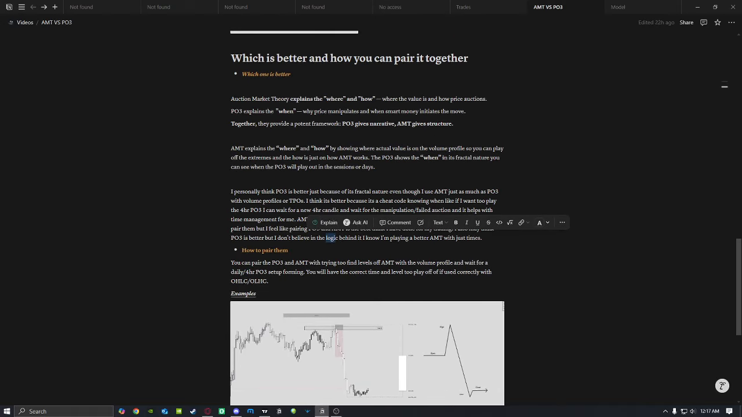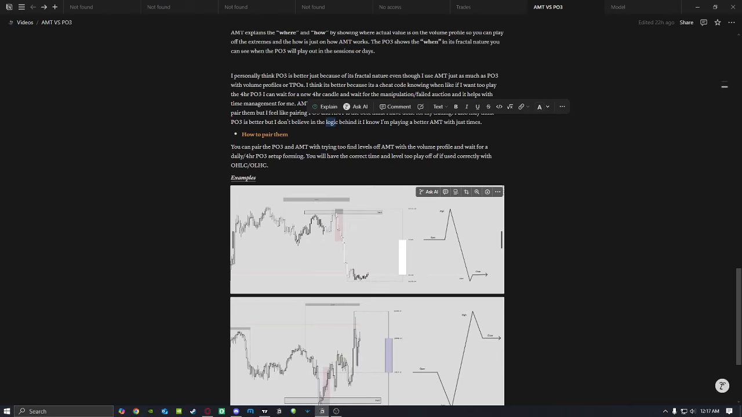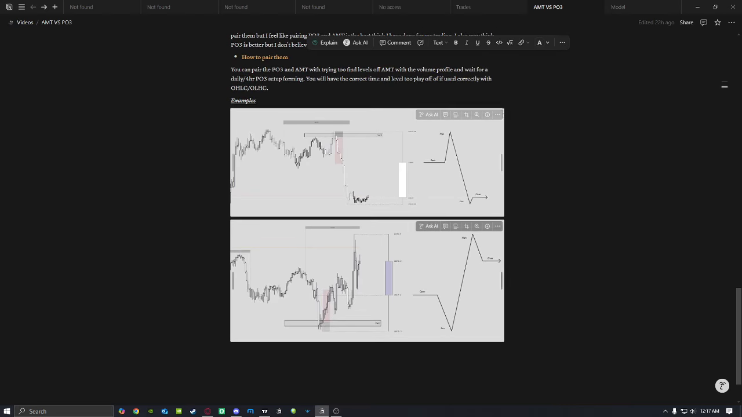Okay, how to pair them? You can pair the Power 3 and AMT by trying to find levels off AMT with the volume profile and wait for a daily 4-hour Power 3 setup forming. You will have the correct time and level to play off of if you use it correctly with open high low close and open low high close. So these are two trades I took personally last week.